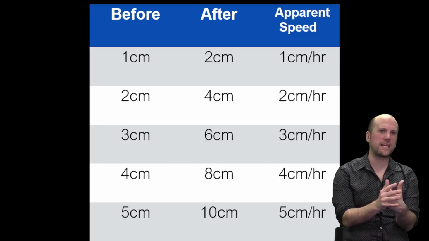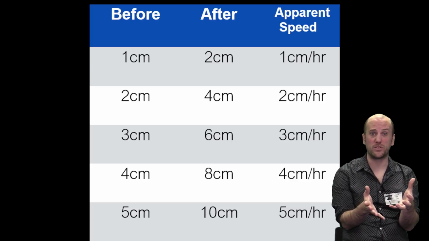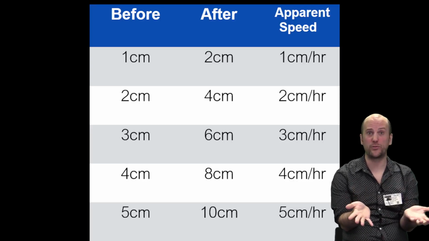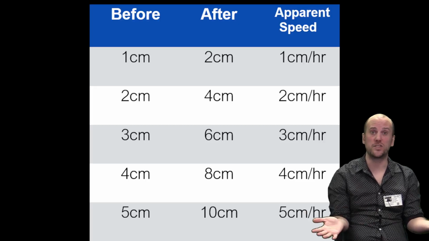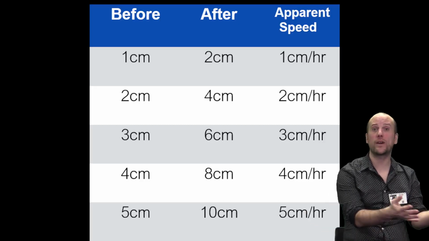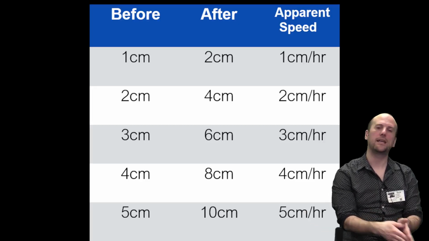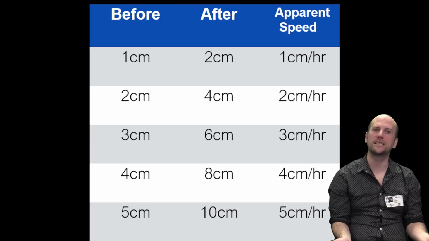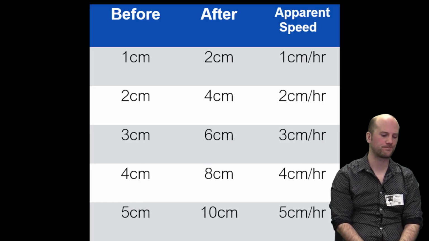Because if there was a raisin that was 1 centimeter away from you to start with, then it would be 2 centimeters away after an hour, because the dough has doubled in size. If it was already 2 centimeters away at the beginning, it would then be 4 afterwards, 3 to 6 and 4 to 8. We're just doubling the distance over an hour.